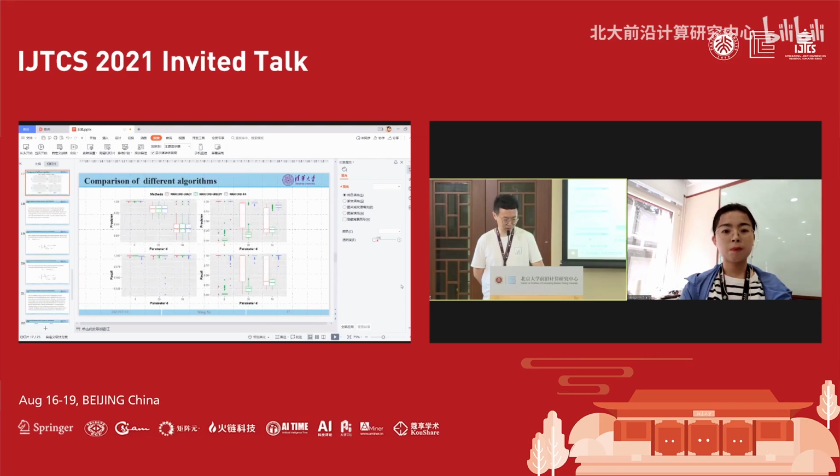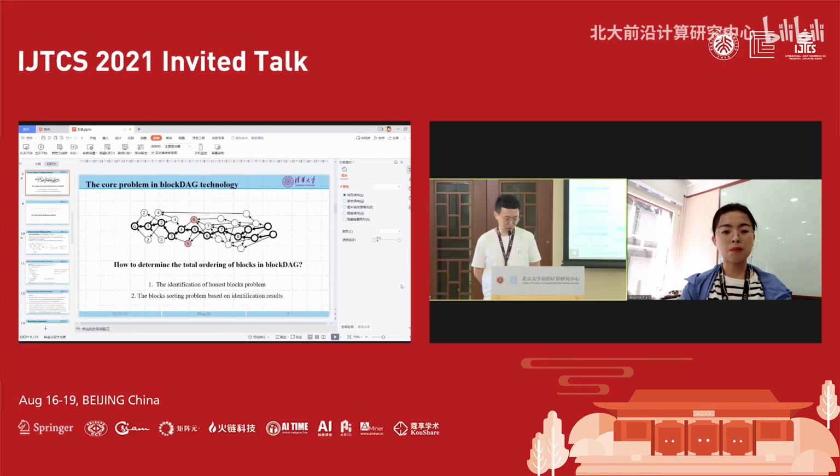In this report, we mainly focus on the double spending attack. You can check the illustration. You can see there are two red blocks in the illustration, blocks 5 and 6. If there are two conflicting transactions in these two blocks, without the ordering, we can't know which one is in effect. So as for the double spending attack, we need to get the total ordering of the blocks to deal with it. Yes.